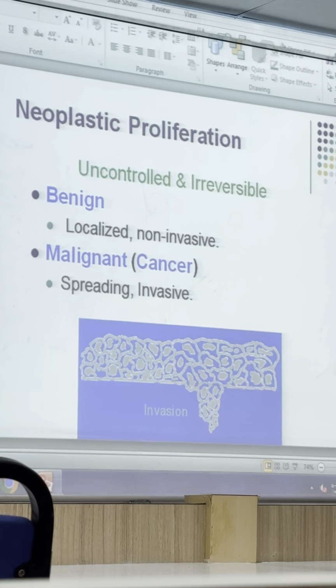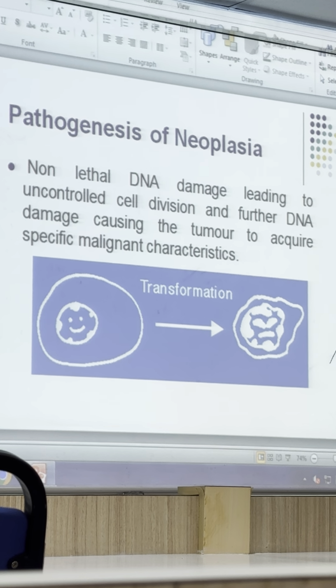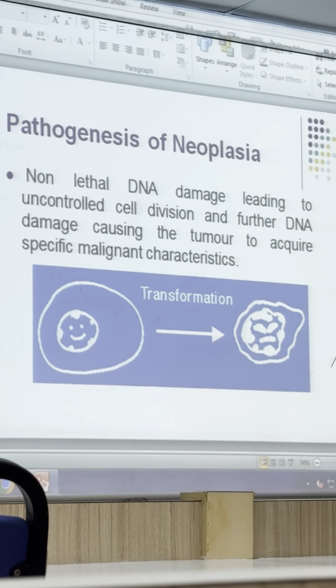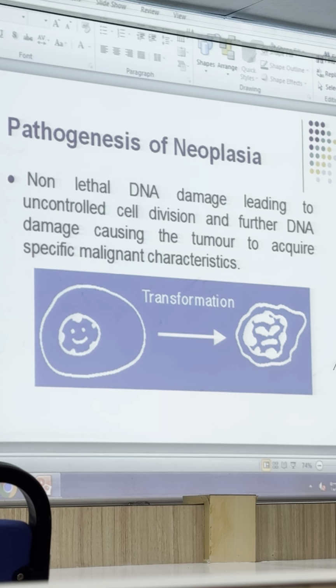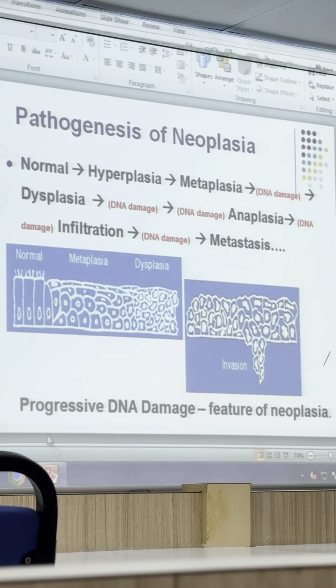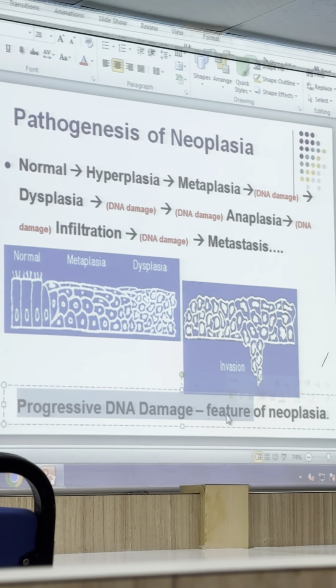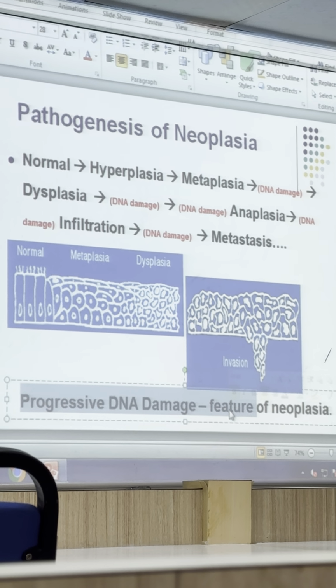Differences between benign and malignant. What is neoplasia due to? It is due to DNA damage. So, progressive DNA damage is responsible for causing neoplasia.